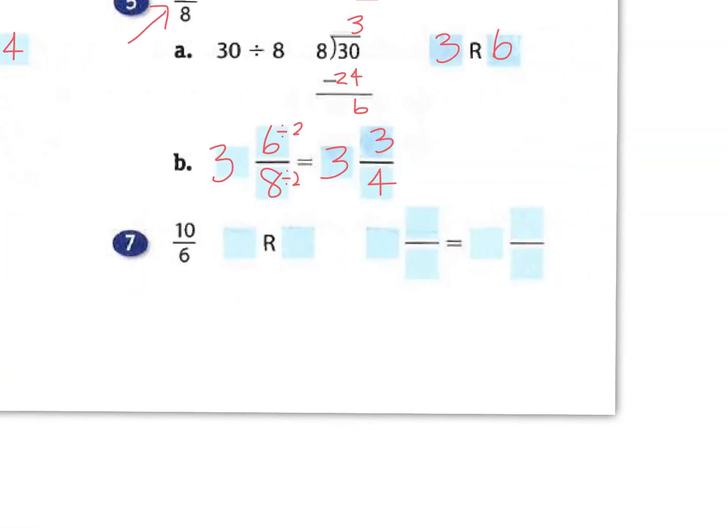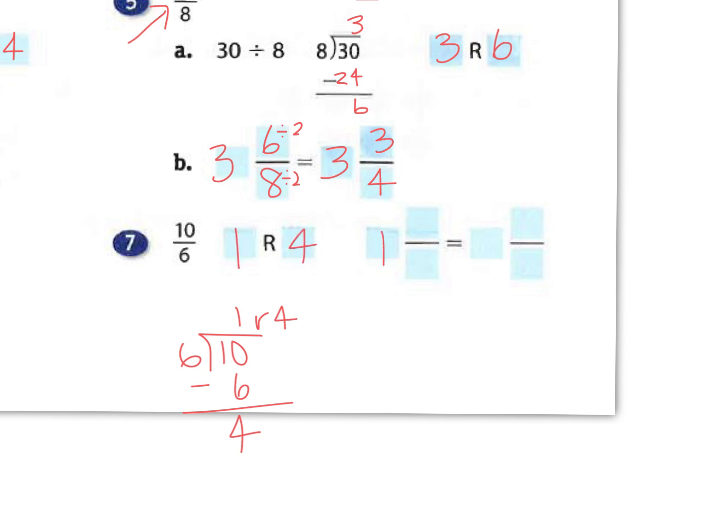9 is the whole number, remainder 1, and then we keep that denominator for thirds. All right, last one on this page for practice. 10 divided by 6. 6 goes into 10 one time. 1 times 6 is 6. We subtract that, we get 4. So 1 remainder 4.